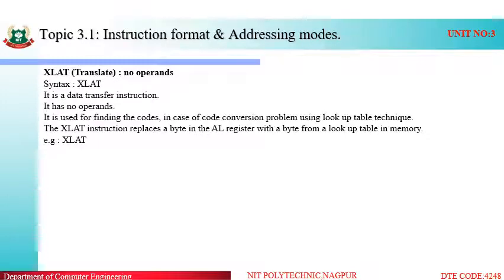XLAT means translate. Now this instruction has no operand. That means there will be no destination, no source. It is used for finding the code in case of code conversion problems using the lookup table technique. You have seen the lookup table technique in data structures. So the XLAT instruction replaces a byte in the AL register with a byte from the lookup table in memory. Whatever is in the lookup table will be placed inside the AL register. So always remember that XLAT has no operand.